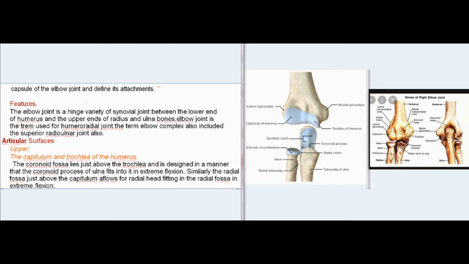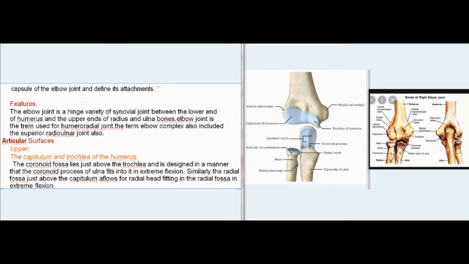Features. The elbow joint is a hinge variety of synovial joint between the lower end of the humerus and the upper ends of the radius and ulna bones. Elbow joint is the term used for the humeroradial joint. The term elbow complex also includes the superior radio-ulnar joint.